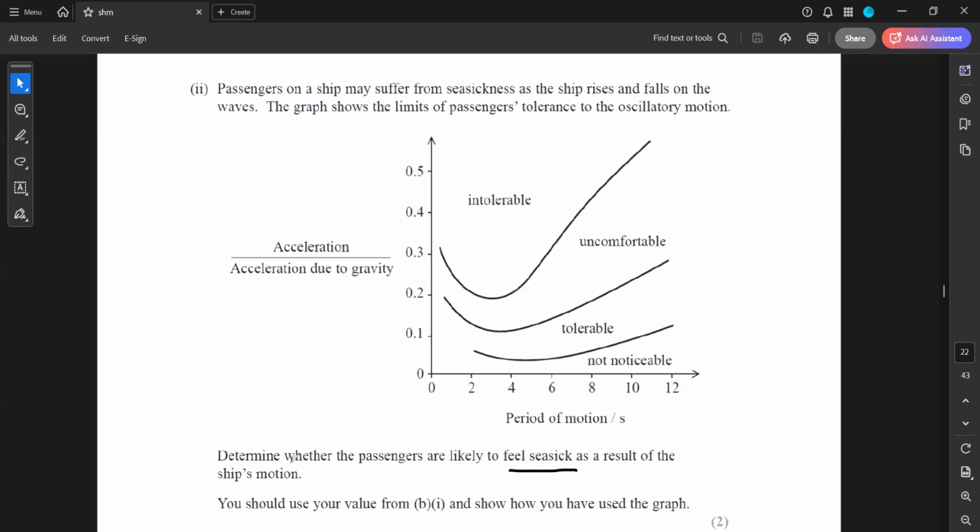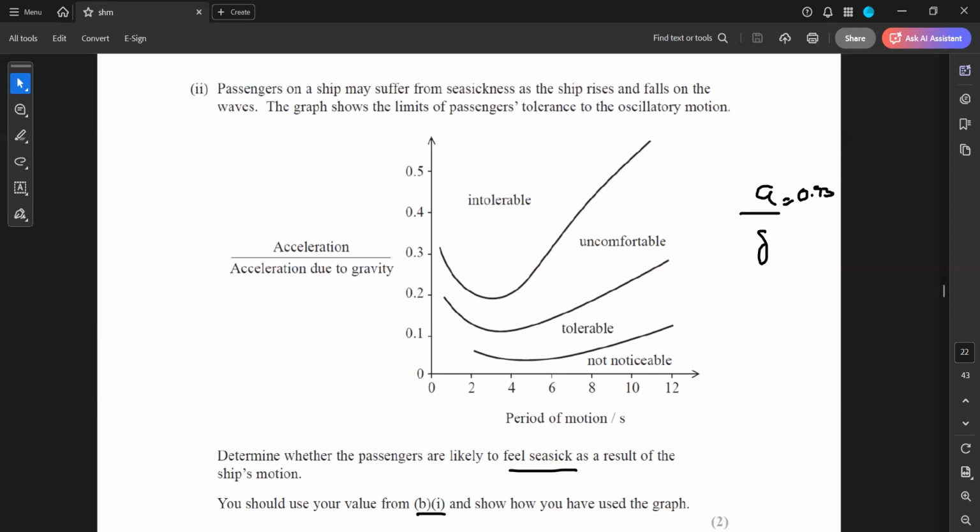this ship motion, and you should use your answer for B1 and show how you use the graph. First, the acceleration divided by acceleration due to gravity, that ratio means the acceleration of the simple harmonic motion divided by acceleration due to gravity. So what is the answer here? The last value which we calculated was the acceleration, 0.93.